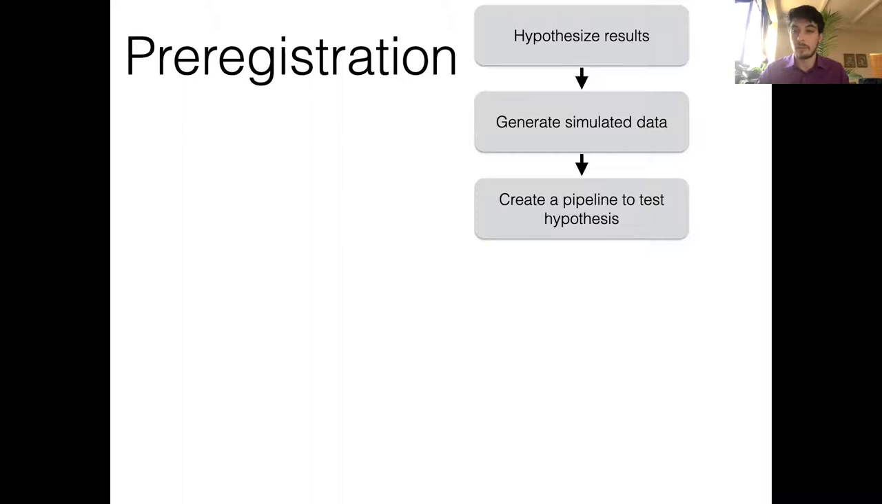You create your pipeline, ideally in packages or otherwise in succinct formats that you are just running without any supervision one after the other. And then you get your results. And if your simulation was good, then you got the results that you hypothesized.